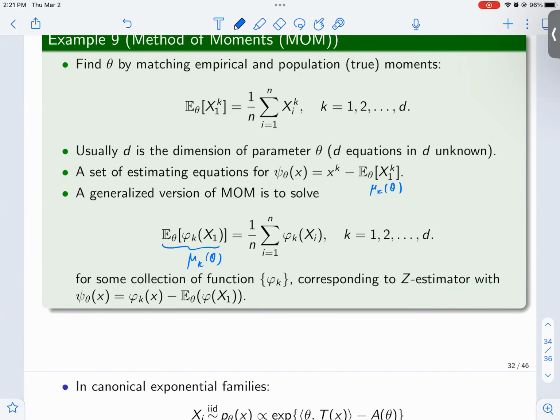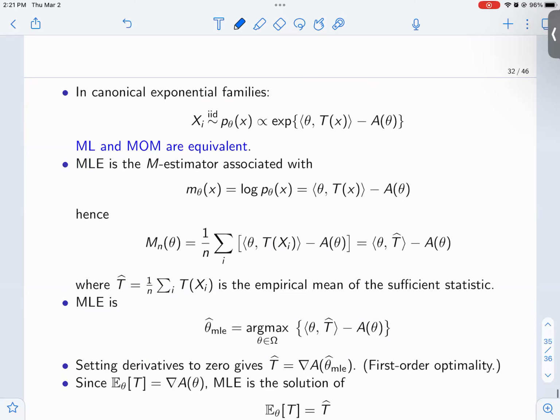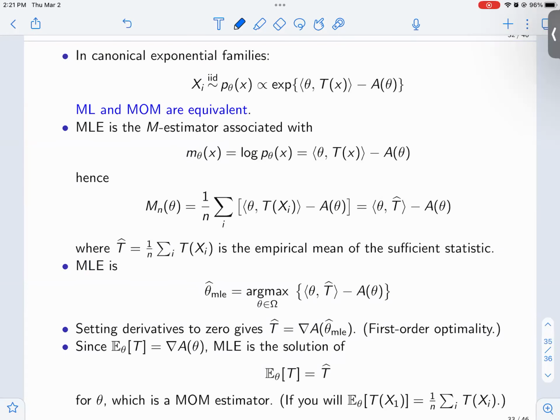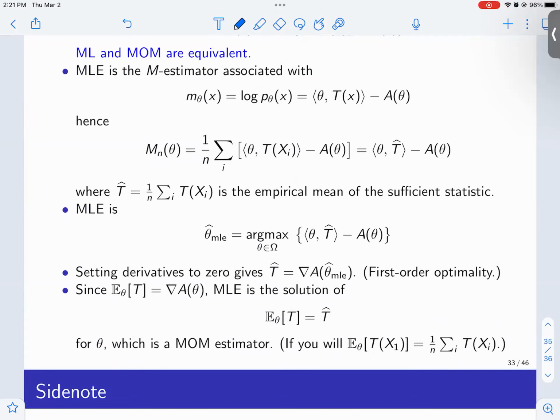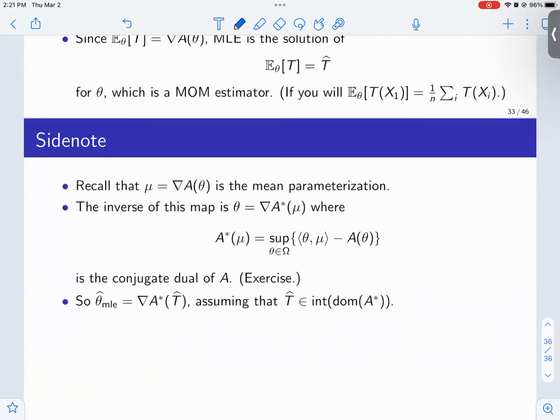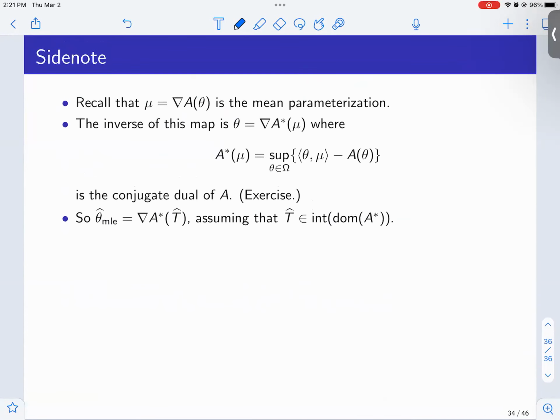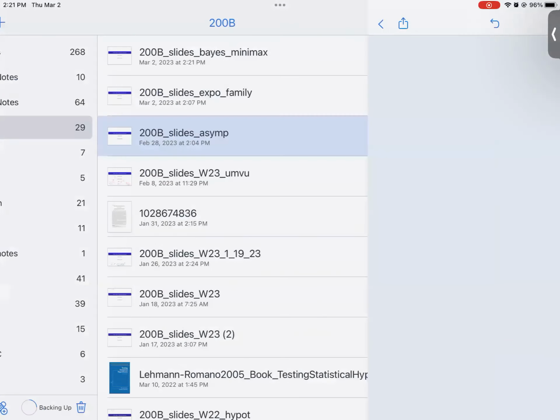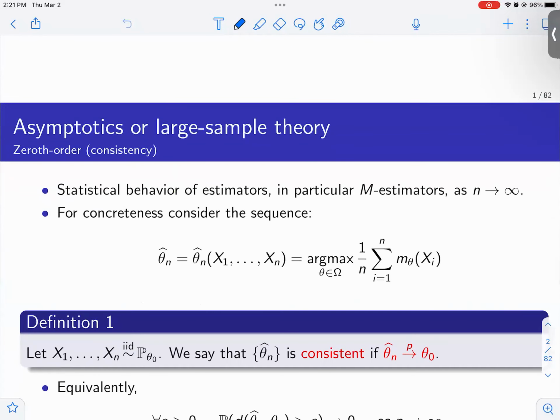Think about this slide and the next. The next slide says that in the exponential family, a certain method of moments approach is the same as the MLE. We already know this sort of, so we're going to skip this and move on to the actual asymptotics. The main idea was to introduce this general framework and then study the performance as n goes to infinity.